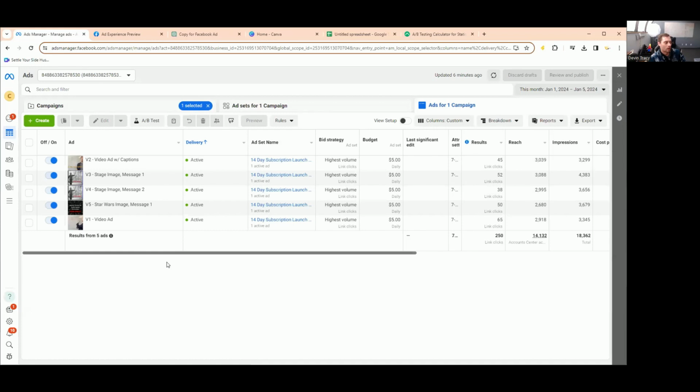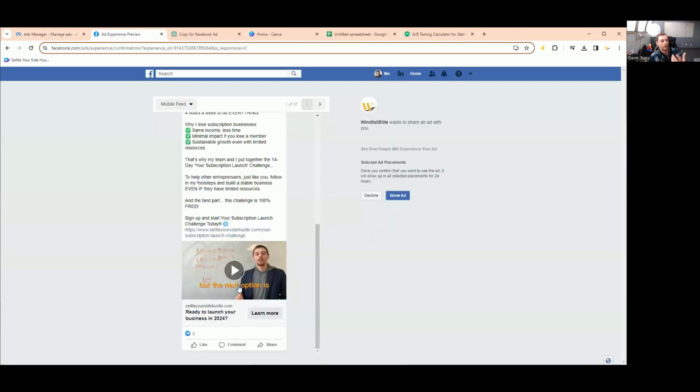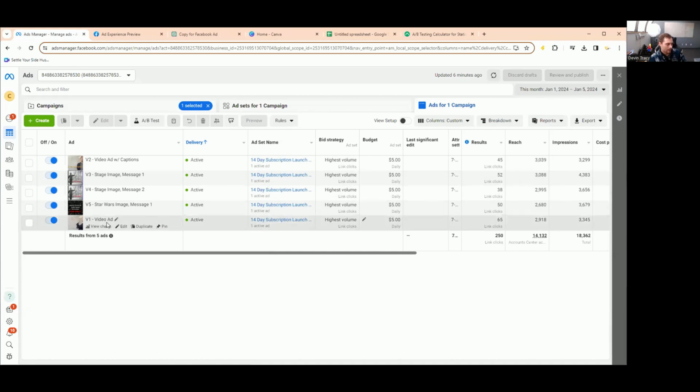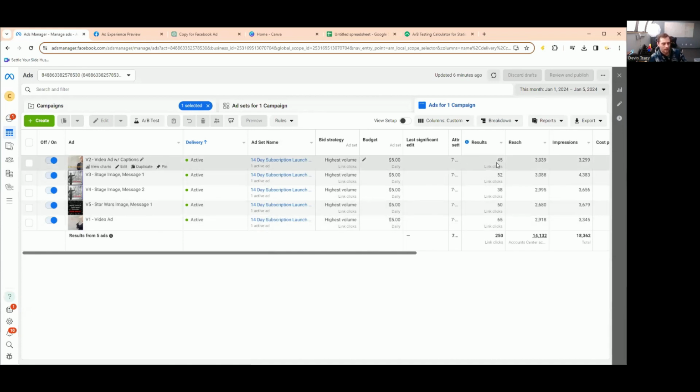So I'm not going to tell you a whole lot about how video ads perform, or how to do video ads, but I'll tell you this. I added the text on this one, assuming that that would help it do better. And what I'm seeing right now is that the video ad version without text is doing much better than the video ad version with text. Kind of surprised me.